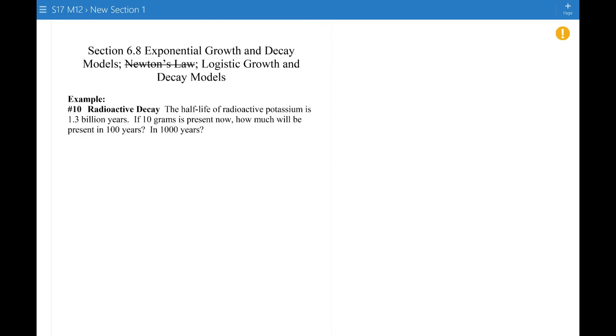Okay, so here's an example where the half-life of radioactive potassium is 1.3 billion years. So here's a good use for scientific notation. Billion, let's see, if I have 1,000, then a million, then a billion, this looks like 1.3 times 10 to the 9 to get billions. So this is the half-life. This is how long it takes until half of what you started with is what you have now.